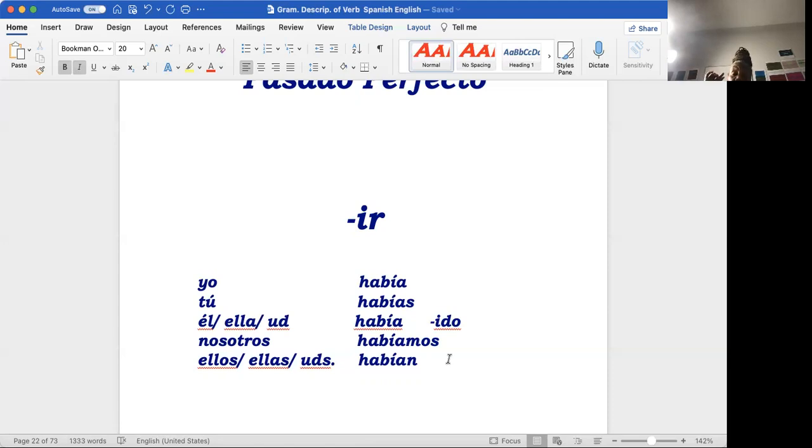Then you have to do the main verb, whatever the main verb is. Remember, I'm talking about regular verbs only. If it's the AR verb and you have the verb hablar, you take off the AR, then add the ado. If it's an ER verb, you take off the ER and add the IDO, comido. And if it's an IR verb, you take off the IR and then add the IDO, vivido.